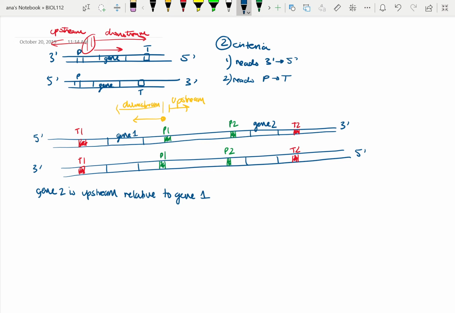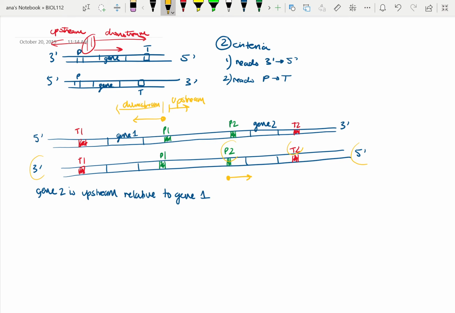Okay, so now I'm going to change perspective and look at gene 2. For gene 2, you want to find the strand where RNA polymerase would move 3' to 5' and promoter to terminator. In this case, that would be the bottom strand. It would move this way because it wants to go promoter to terminator, and also 3' to 5'.